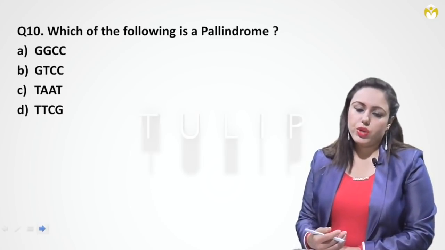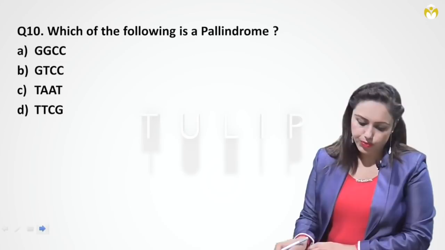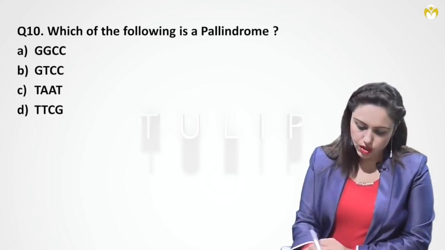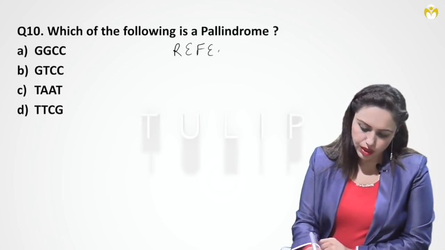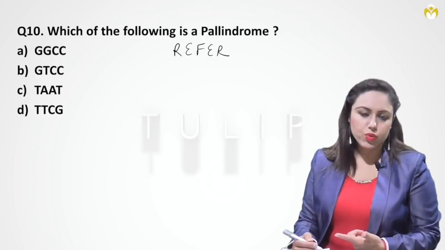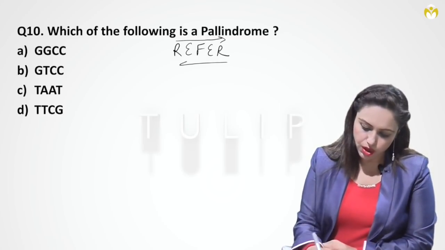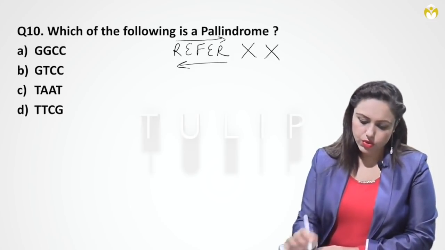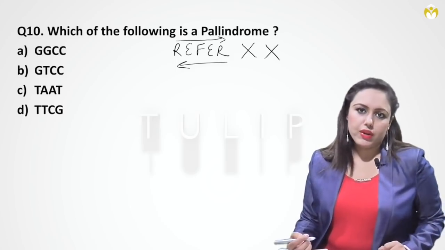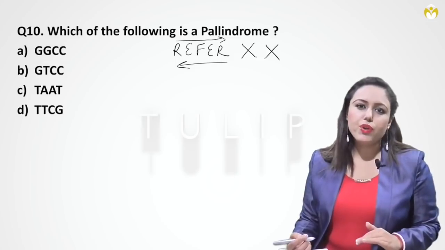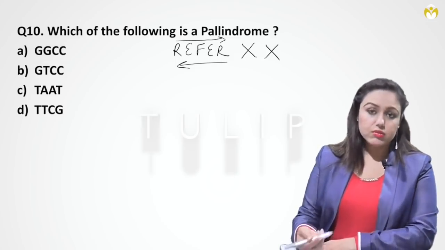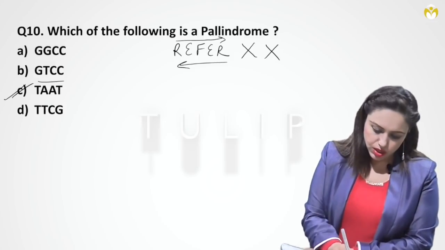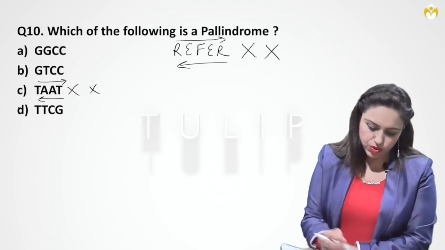Next is the last question which I am going to take in this video. Which of the following is a palindrome? Palindrome, you know, is a sequence that reads the same in the opposite direction. Your guides give the English word REFER as an example of palindrome. See, REFER from here, REFER from here. Is it a palindrome? No, this is not a palindrome. You should never take the example of an English word. If you do that, then you will say this is the answer, TAAT. TAAT from here, TAAT from here, but no, this is not the answer.